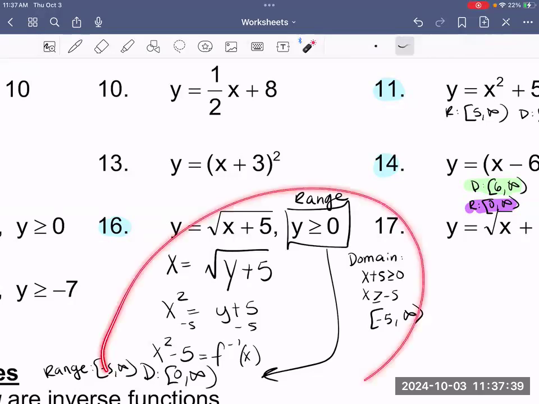If you're having trouble with your restrictions, please watch that restricted domain worksheet that we did previously.